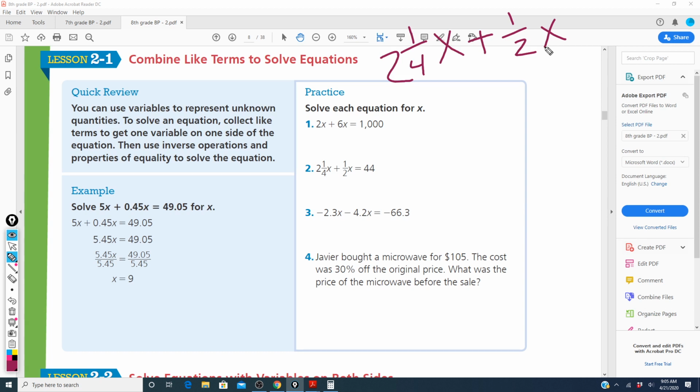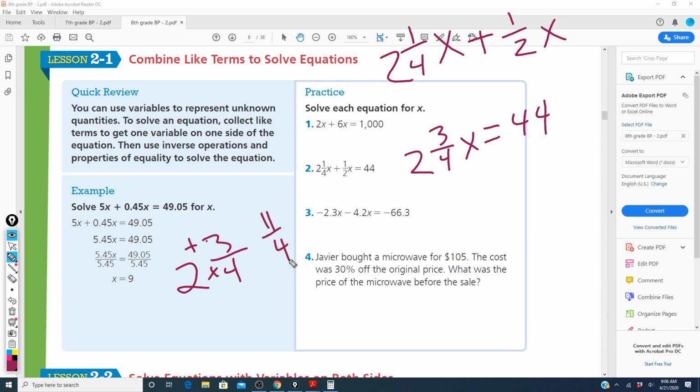So if we have 2 and 1/4 x, and then we add that extra half, it's going to be 2 and 3/4 x equals 44. And just remember, when we have a mixed number, 2 and 3/4, we want to get that to an improper fraction. Multiply our bottom: 2 times 4 is 8, plus 3 is 11. 11 over 4. Make it 11 over 4 x equals 44.